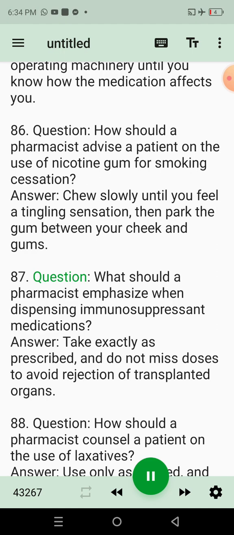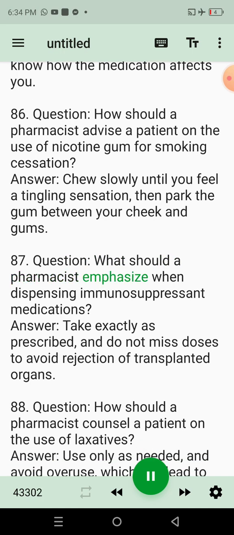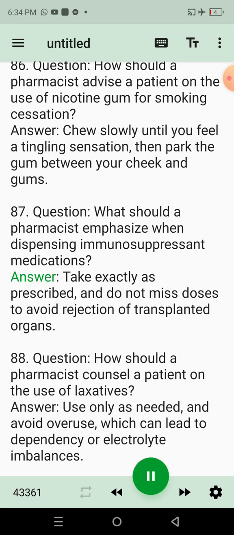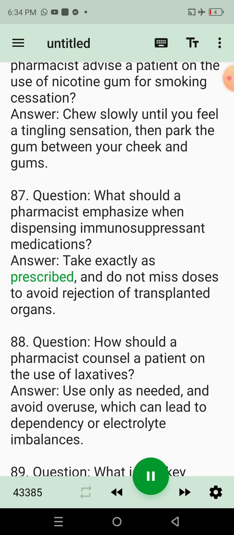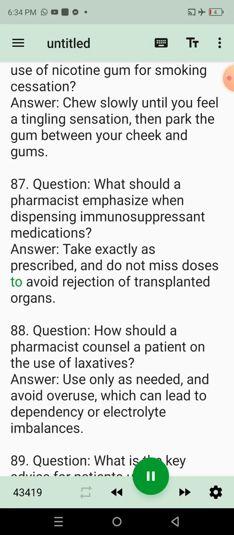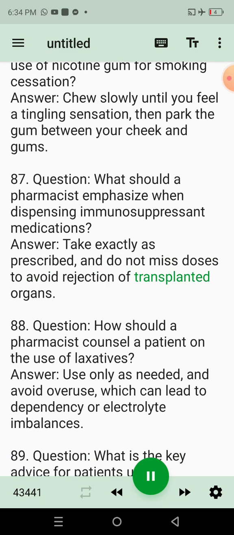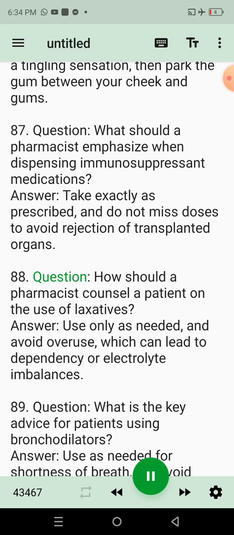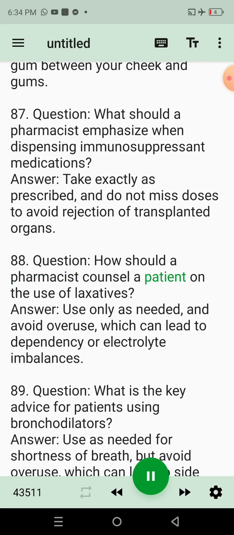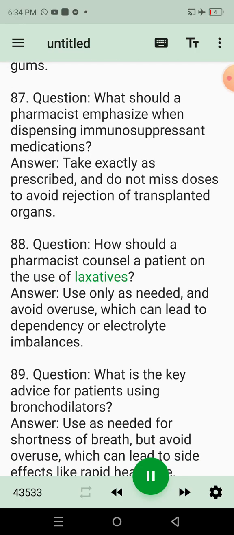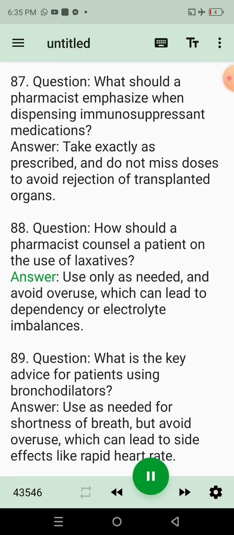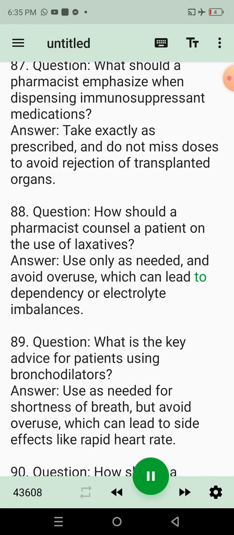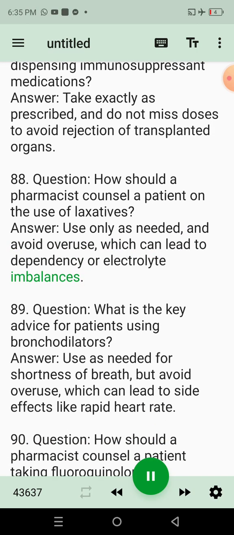87. Question. What should a pharmacist emphasize when dispensing immunosuppressant medications? Answer. Take exactly as prescribed, and do not miss doses to avoid rejection of transplanted organs. 88. Question. How should a pharmacist counsel a patient on the use of laxatives? Answer. Use only as needed, and avoid overuse, which can lead to dependency or electrolyte imbalances.